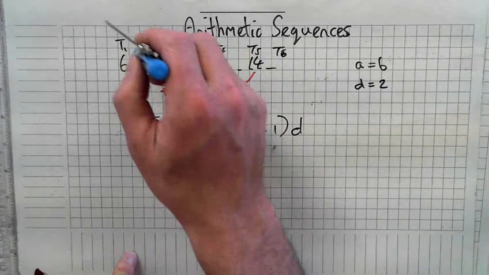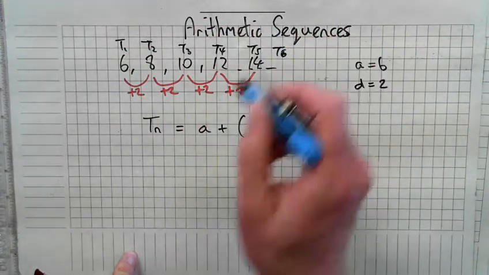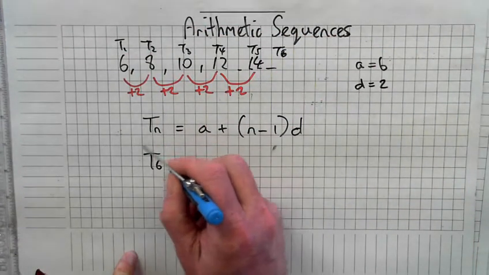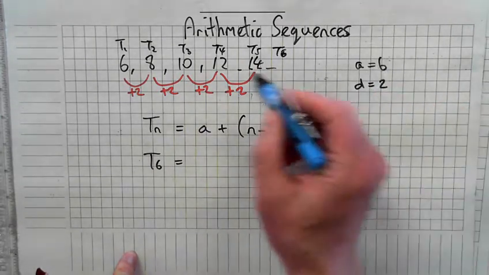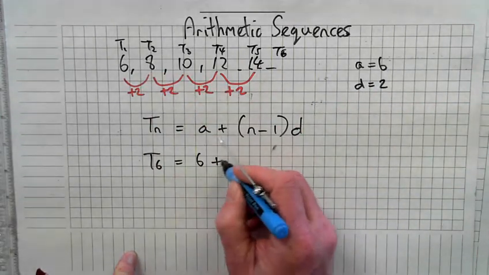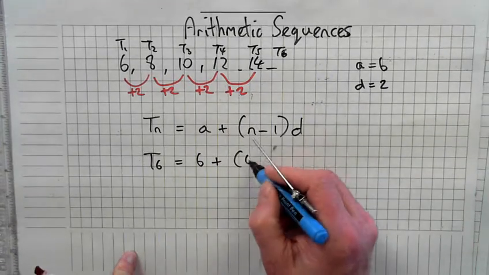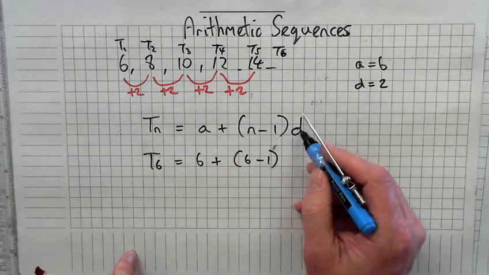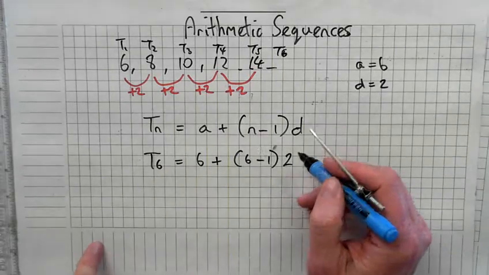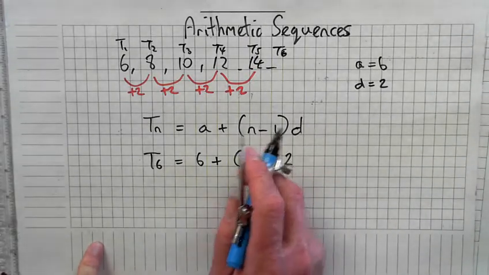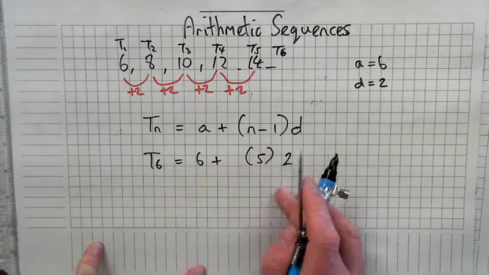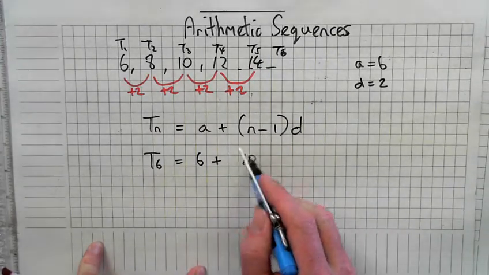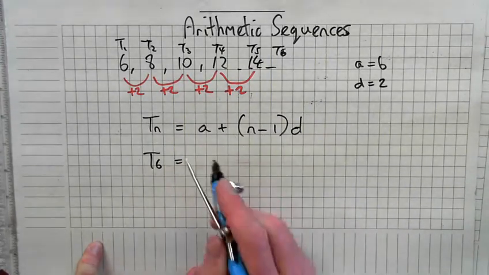Alright, n is the number of the term. 1, 2, 3, 4, 5, 6. We're looking for T6. A is the first term in the sequence. A is equal to 6. n is 6, minus 1, and the difference is 2. So first of all, 6 minus 1 is 5. 5 times 2, 10. 10 plus 6? 16.